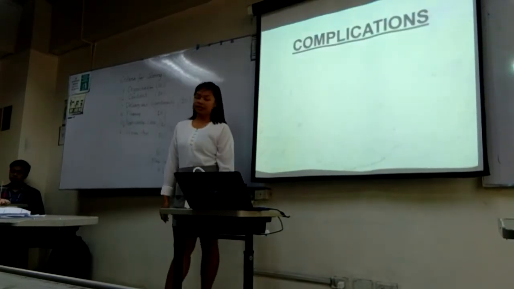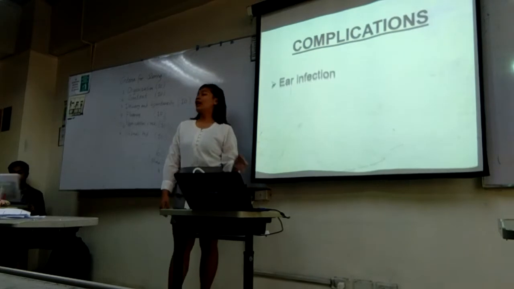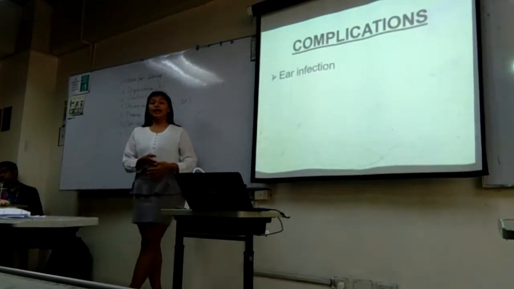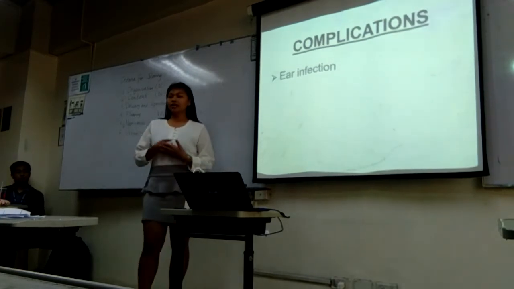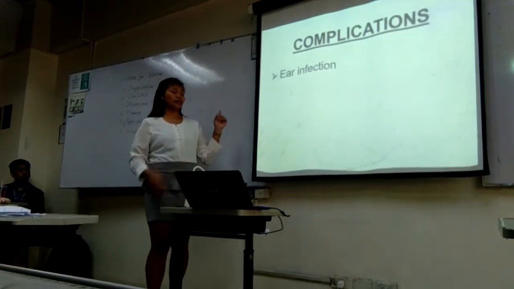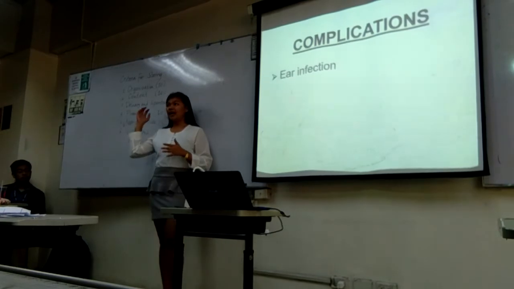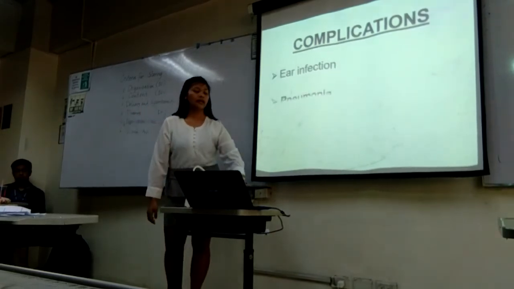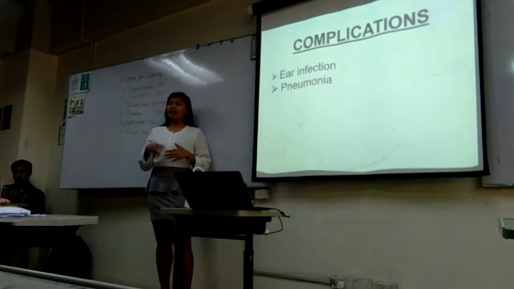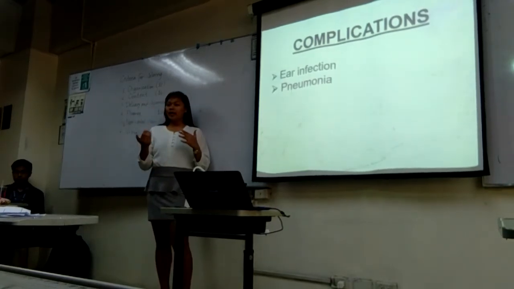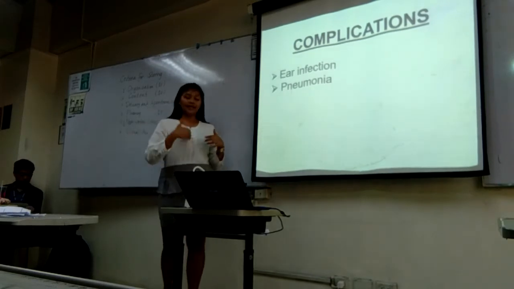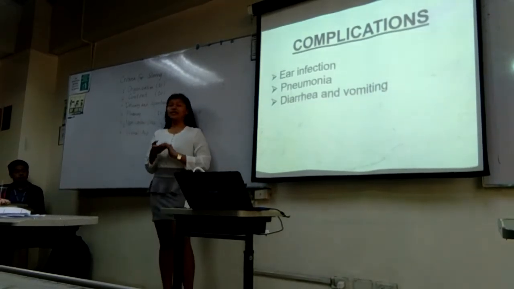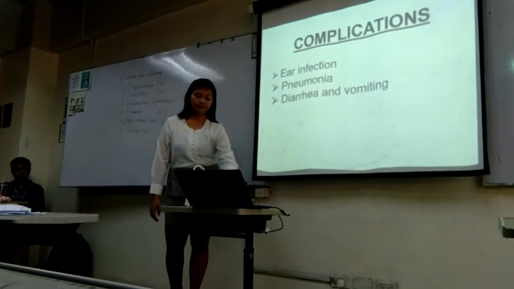The other complications. Measles can be unpleasant and can lead to serious and life-threatening complications in some people. This includes ear infection, meaning having earaches. The next complication is pneumonia, an infection in the airways and the lungs. Diarrhea and vomiting can also occur, and this leads to dehydration.